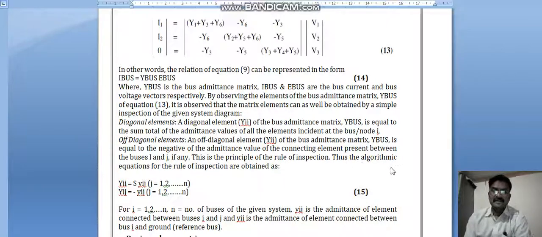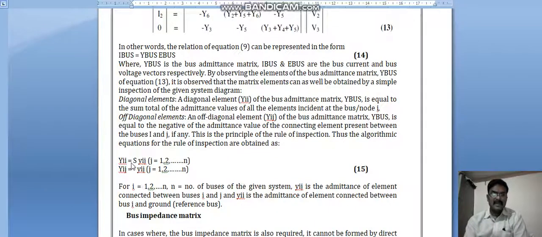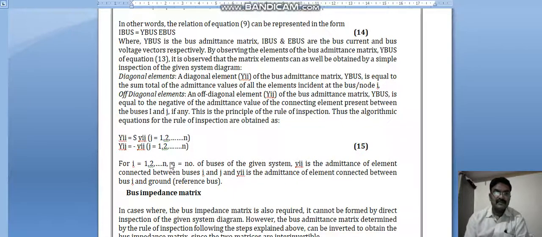Thus, the algorithmic equations for the rule of inspection are: Yii is equal to the sum of Yij, for j equal to 1, 2, 3 and so on, and Yij is equal to minus Yij, for j equal to 1, 2, 3 and so on, for i equal to 1, 2 and so on up to the number of buses in the given system. Yij is the admittance of elements connected between buses i and j, and Yii is the admittance of elements connected between the bus and the ground reference bus.